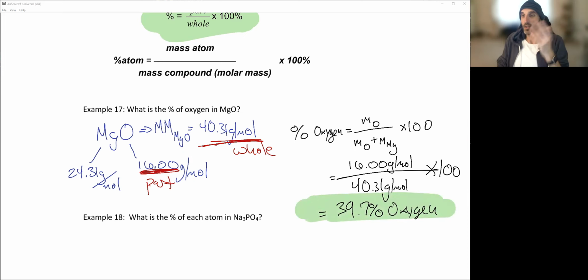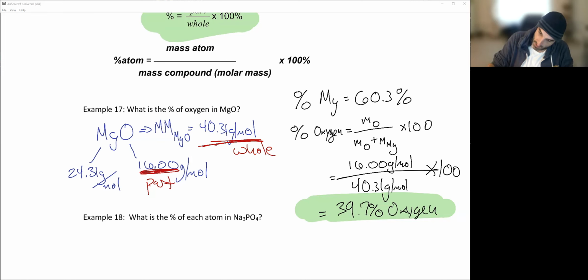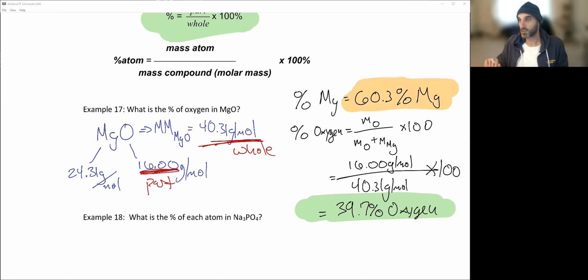Okay, good. By the way, what is the percentage of magnesium in this? Whenever you're doing percentages, we know it always has to add up to 100. So the quick way to do this is 100 minus 39.7, and you end up with 60.3. So percentage of magnesium is equal to 60.3% magnesium. Again, we know that because that's how percentages work, right? So 60.3% of it is going to be magnesium.